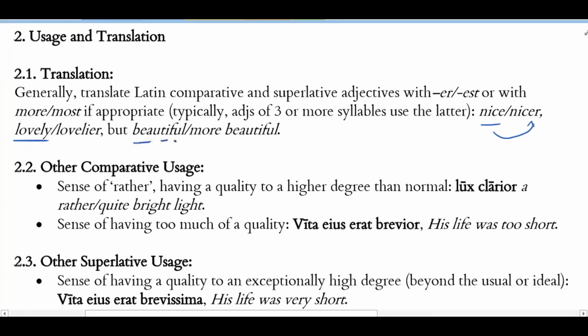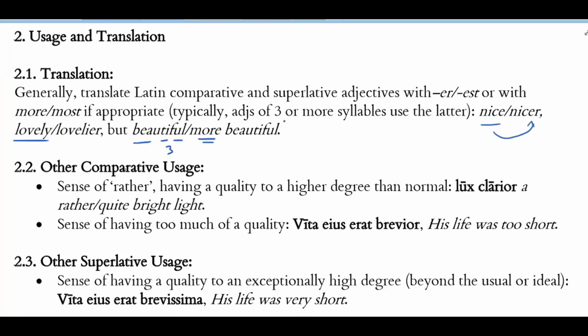Beautiful. That's a 3-syllable word. If I added -er, that would be a cumbersome 4-syllable word. Beautifuler, right? And so instead we prefer to put more in front and to leave beautiful the same. More beautiful. Okay, so that's generally the rule of thumb. Make sense? Okay, now, so that's the general translation strategy.